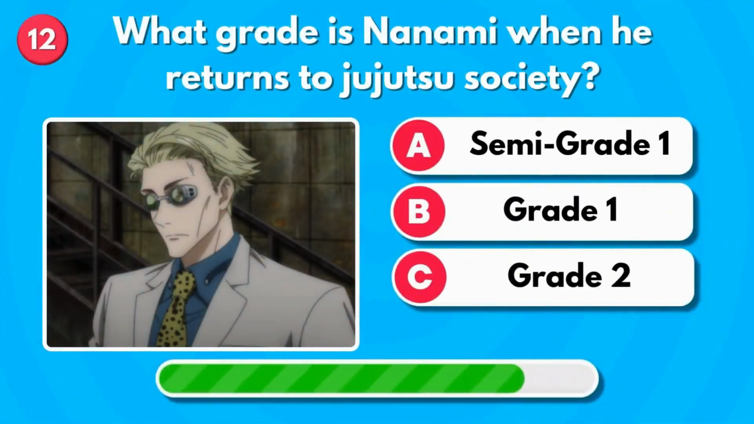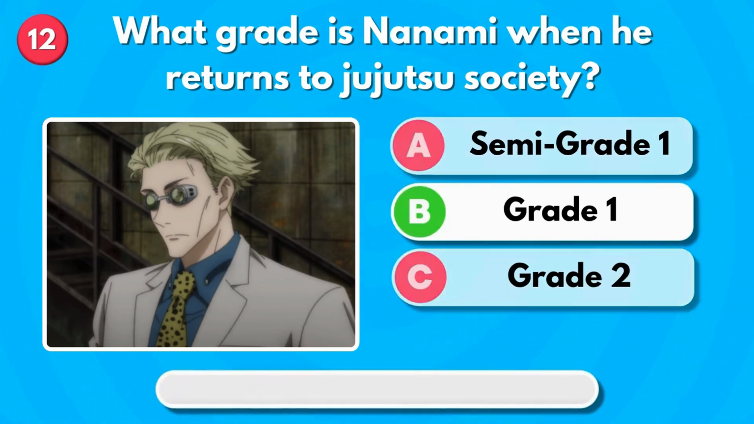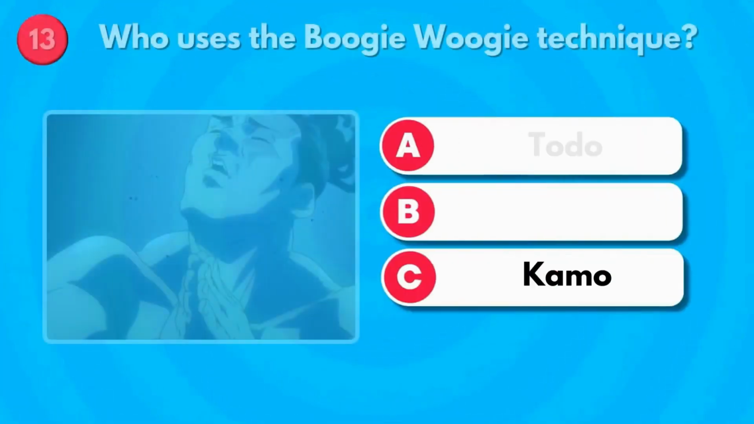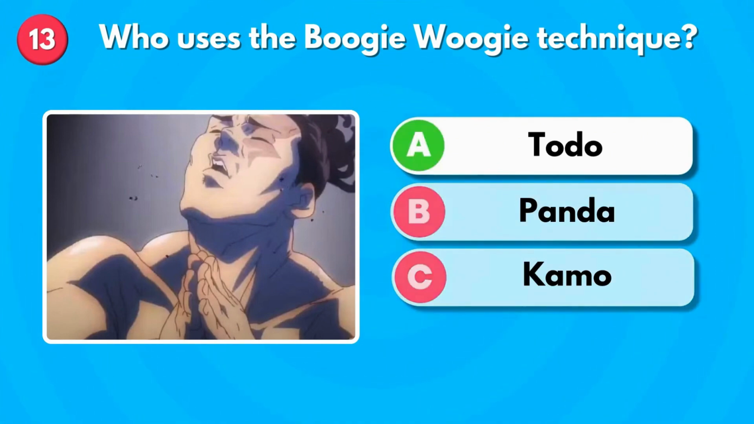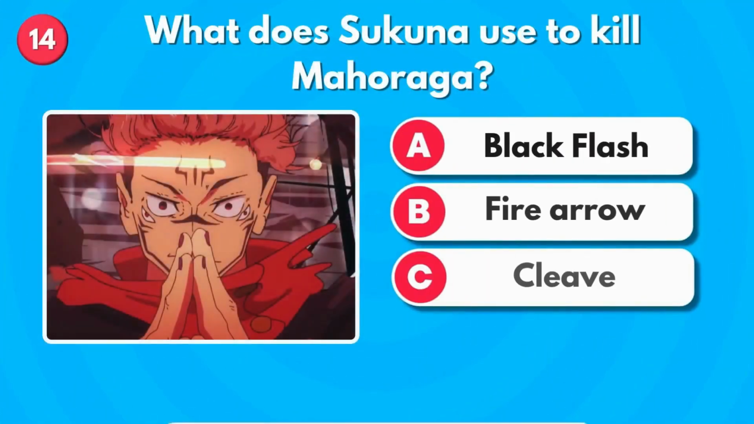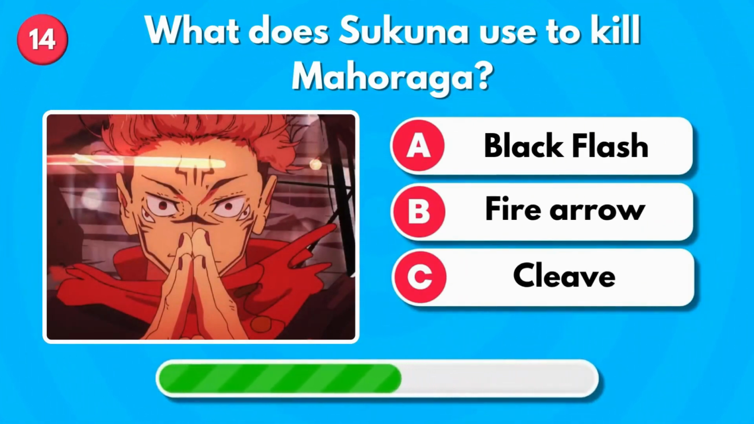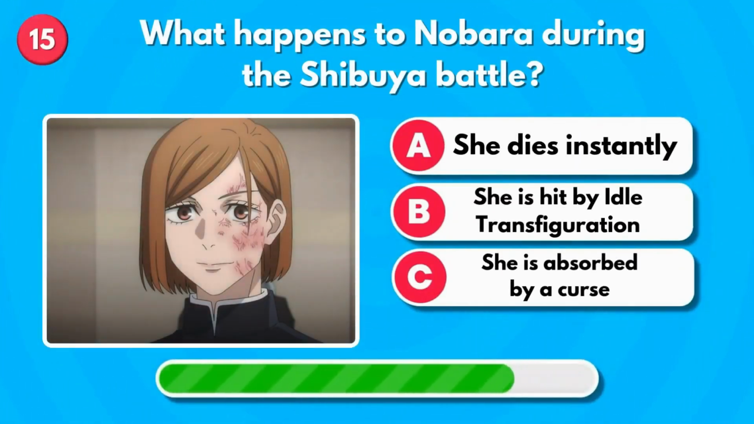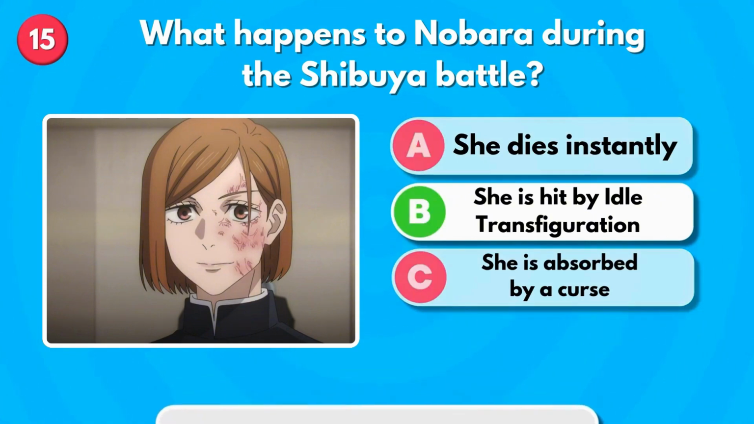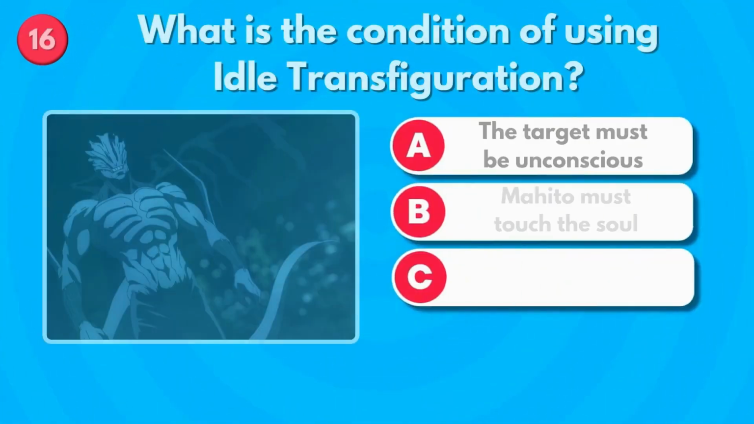What grade is Nanami when he returns to Jujutsu Society? Grade 1. Who uses the Boogie Woogie technique? Todo. What does Sukuna use to kill Maharaga? Cleave. What happens to Nobara during the Shibuya battle? She is hit by idol transfiguration. What is the condition of using idol transfiguration?